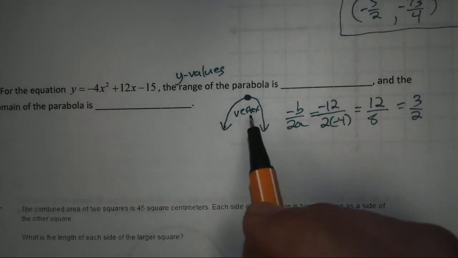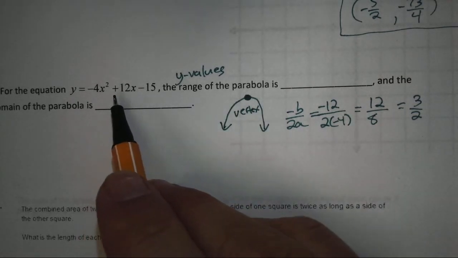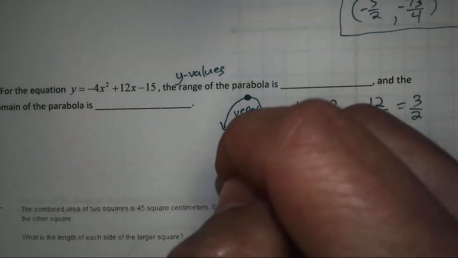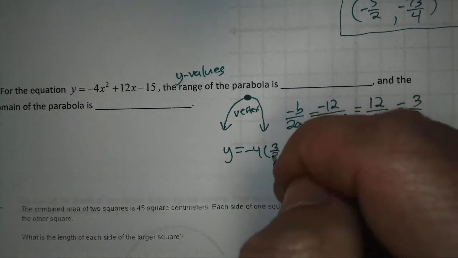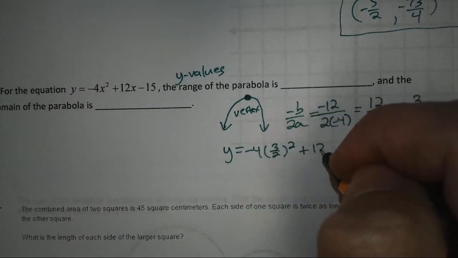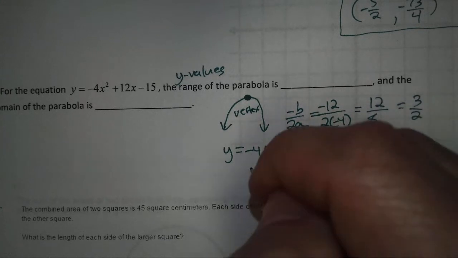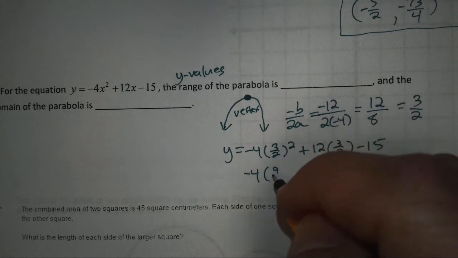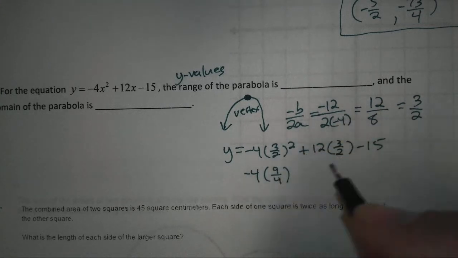Now that's the x value. I now need the y value, so I need to plug this into the equation. And again, you can use your calculators at this point, but I'm going to do it without a calculator. So we have y equals negative 4 times 3 halves squared plus 12 times 3 halves minus 15. So that's going to be negative 4. 3 halves squared gives you 9 fourths, because 3 times 3 is 9 and 2 times 2 is 4, because we're squaring it.